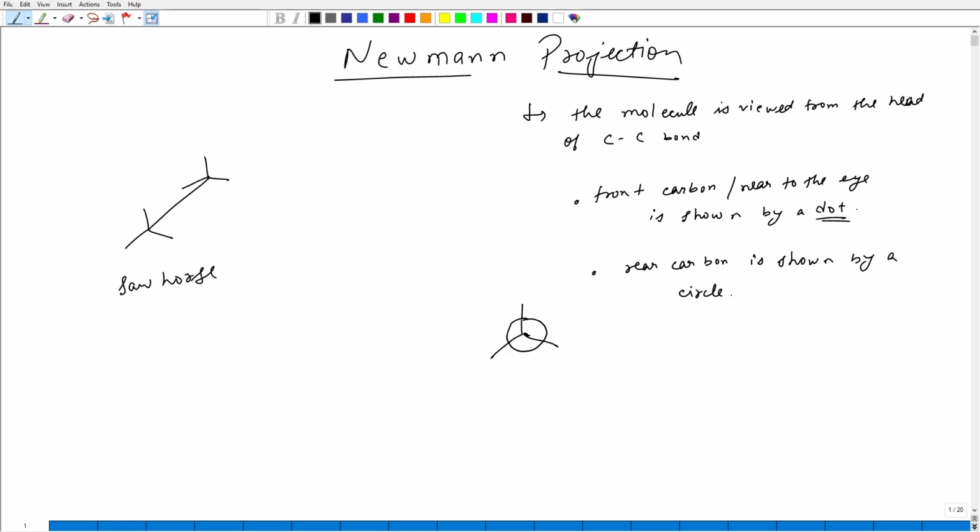So, these were the hydrogens, and let's show it with another color, and these are the hydrogens on the two carbons. The hydrogens are shown at a 120-degree angle. Okay. So, this is how the Newman projection is drawn; it is just how we are viewing the molecule, that is how the different projections are.